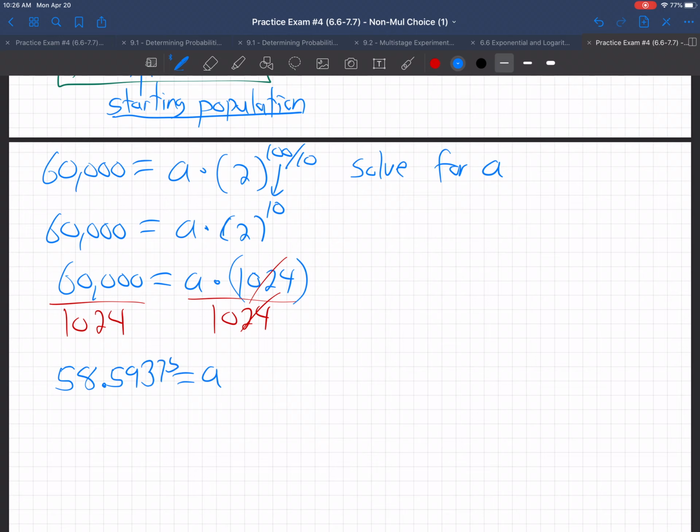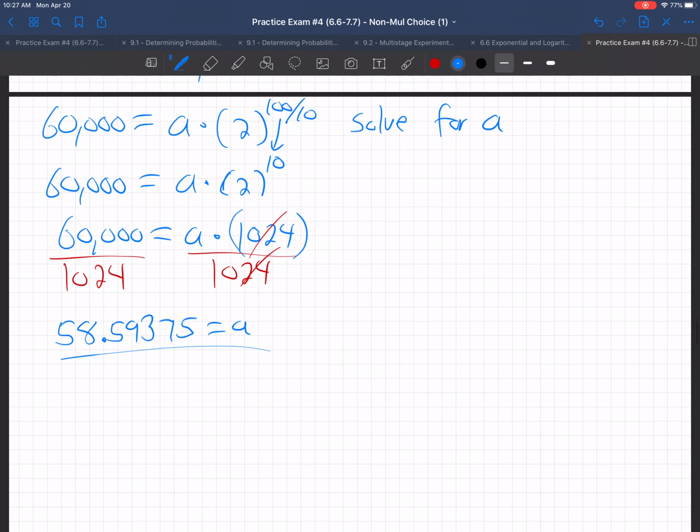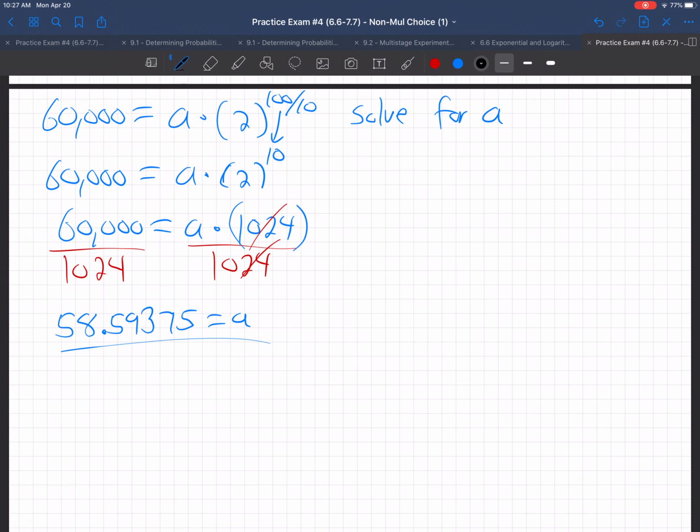So a is coming out 58.59375. Kind of running out of room there. Okay, so we got a. That's the answer to part 1. They want us to get a. And now we can go on with part 2.